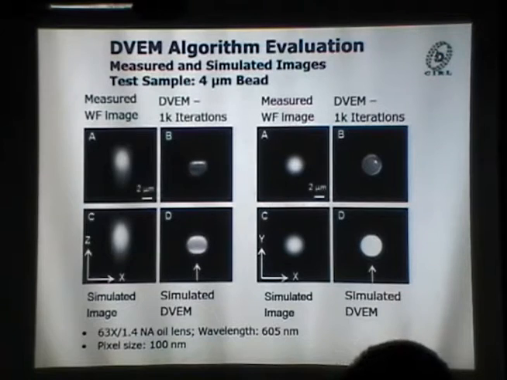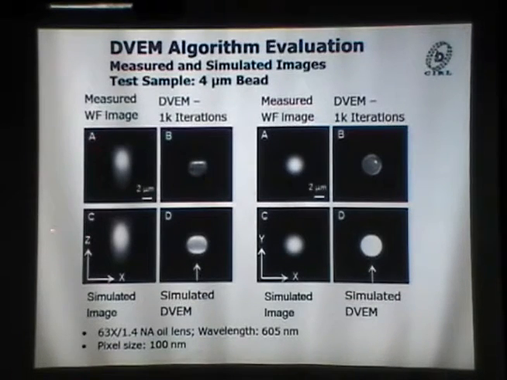We process both these data sets using the depth variant EM in the same manner, and we compare the result from the simulation to the result from measured data. This is in the XZ plane, and this is a comparison in the XY plane. This image is not the same as this image, the same here as well. There are some evident differences, and the actual bead, in fact, has a crack in it. We confirmed that looking at it under a confocal microscope. So this aberration that doesn't show very well here is actually the crack of the bead.